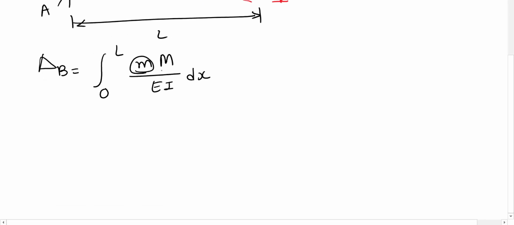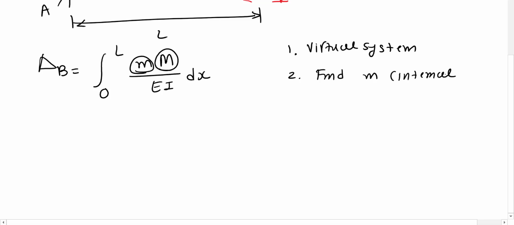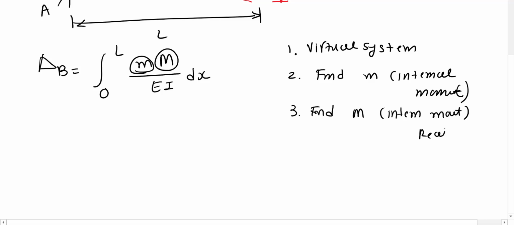Now we need to find small m and capital M. Small m is due to the virtual load, and capital M is due to the real loading. We always follow 4 steps. We do the virtual system first, then we find the small m, which is the internal moment due to the virtual loading. Then we find the capital M, which is the internal moment due to the real loading. Fourth, we apply this to find delta B.